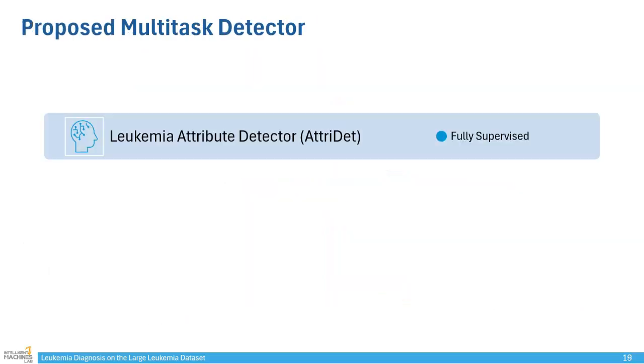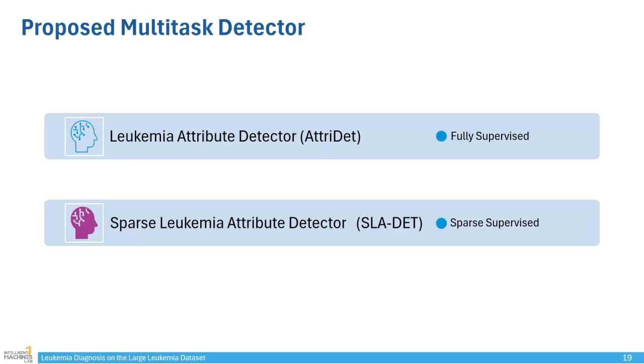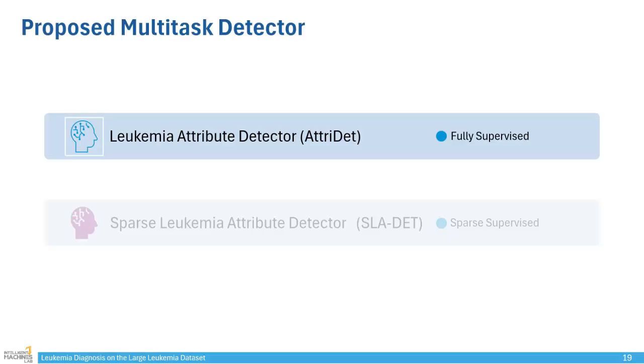Now I am going to talk about our proposed methods. For the fully supervised Leukemia-Artery dataset, we propose an attribute detector named AttriDet, and for the sparsely annotated images, we propose the sparse leukemia attribute detector. Now I am talking about the architecture of the leukemia AttriDet.